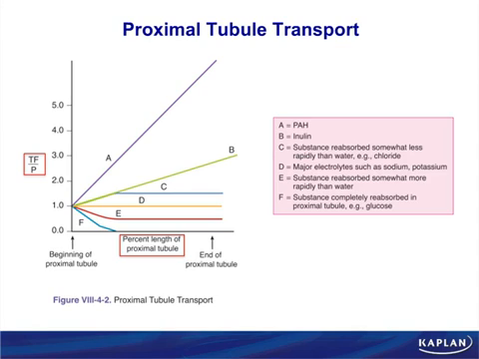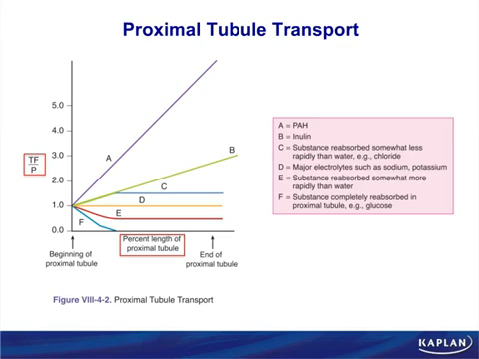B's the one to start with. B, as you go from the beginning of the proximal tubule to the end of the proximal tubule, the tubular filtrate to plasma concentration ratio goes from 1 to 3. From 1 to 3. That is inulin. Why does that happen? Here's Bowman's capsule. Here's the proximal tubule.